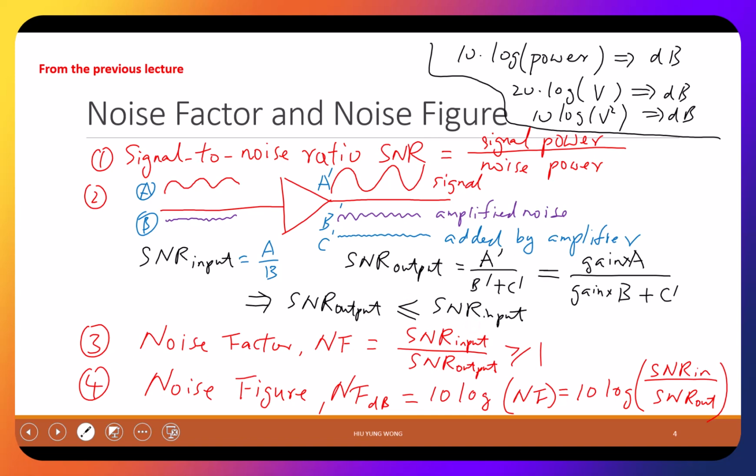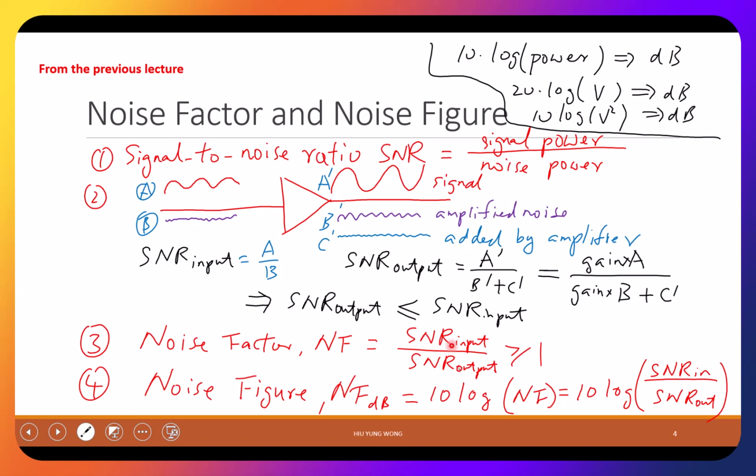Then how do we characterize this? We use something called noise factor. It is easy to understand. The input signal to noise ratio divided by the output signal to noise ratio, right? Because the signal to noise ratio degrades, your noise factor is going to be larger than or equal to 1. At the best case, it's equal to 1, but it's impossible. You always will add additional noise to it.